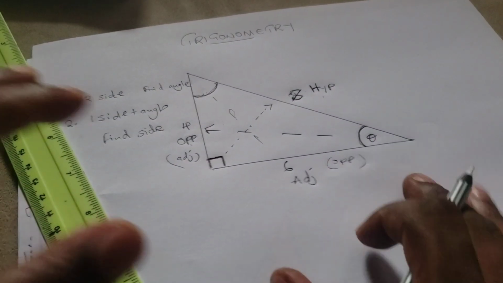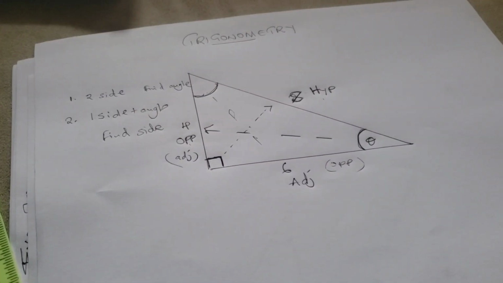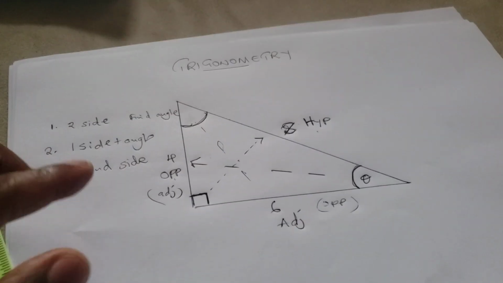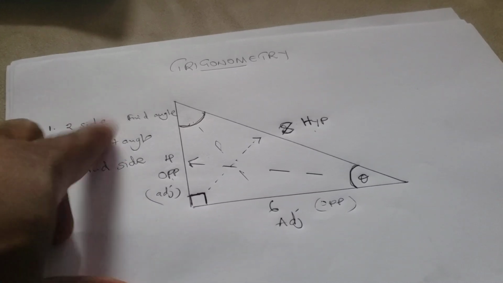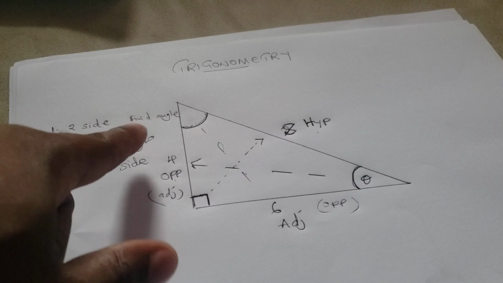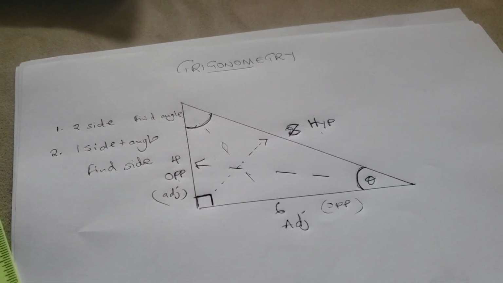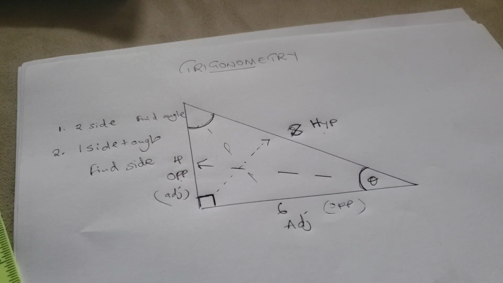All right, so I just want to make you understand this. We'll shortly get it. So what I was saying is that you can be given two sides and have no problem finding an angle, or you can be given one side and an angle and find the other side. All right, so let's look at other examples.